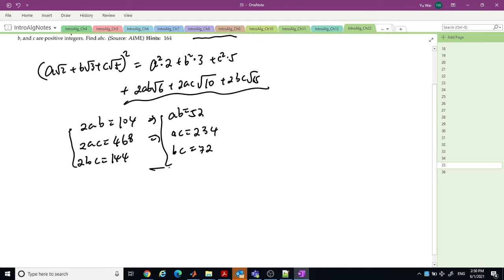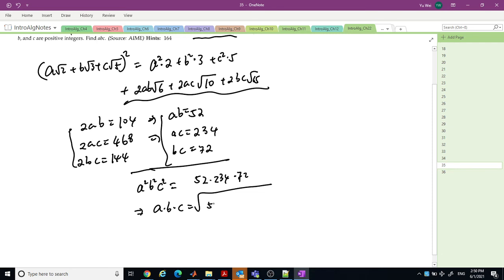So solving this part is simple, right? So we can do a squared, b squared, c squared, right? That is equal to 52 times 234 times 72. Then we can have a times b times c equal to the root of 52 times 117 times 144, right? So we can get this one equals 13 times 72.